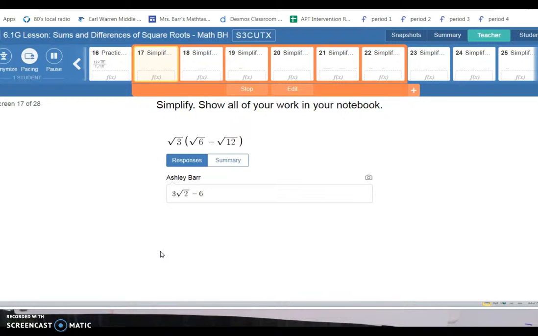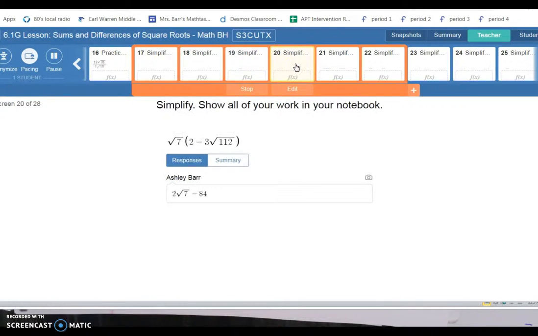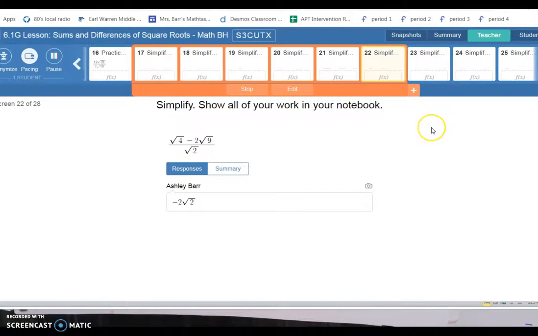Let's go over our answers. Slide 17 should be 3 radical 2 all minus 6. Slide 18, 7 plus 7 square root 5. 19, 2 radical 3 plus 3 all over 3. You may need to use parentheses to make sure this looks like one fraction. 20, 2 radical 7 minus 84. 21, 13 radical 3 minus 6 radical 2. And 22, negative 2 radical 2. Remember, don't forget to rationalize your denominator.